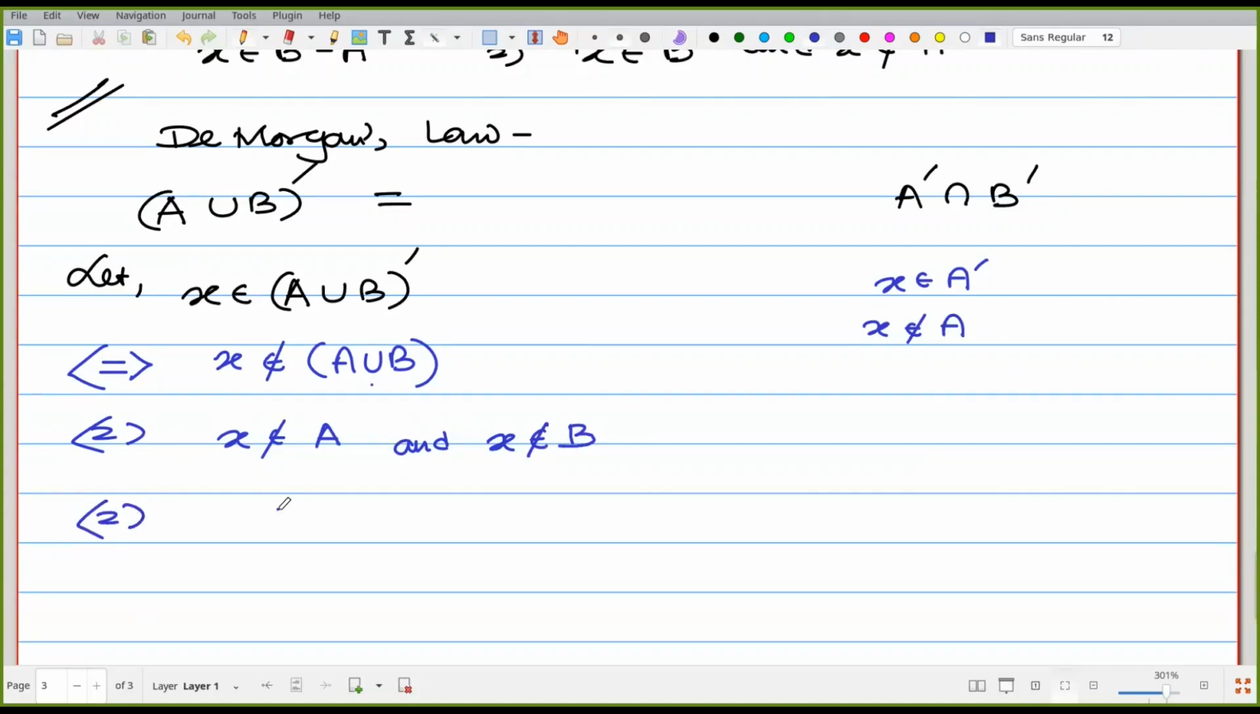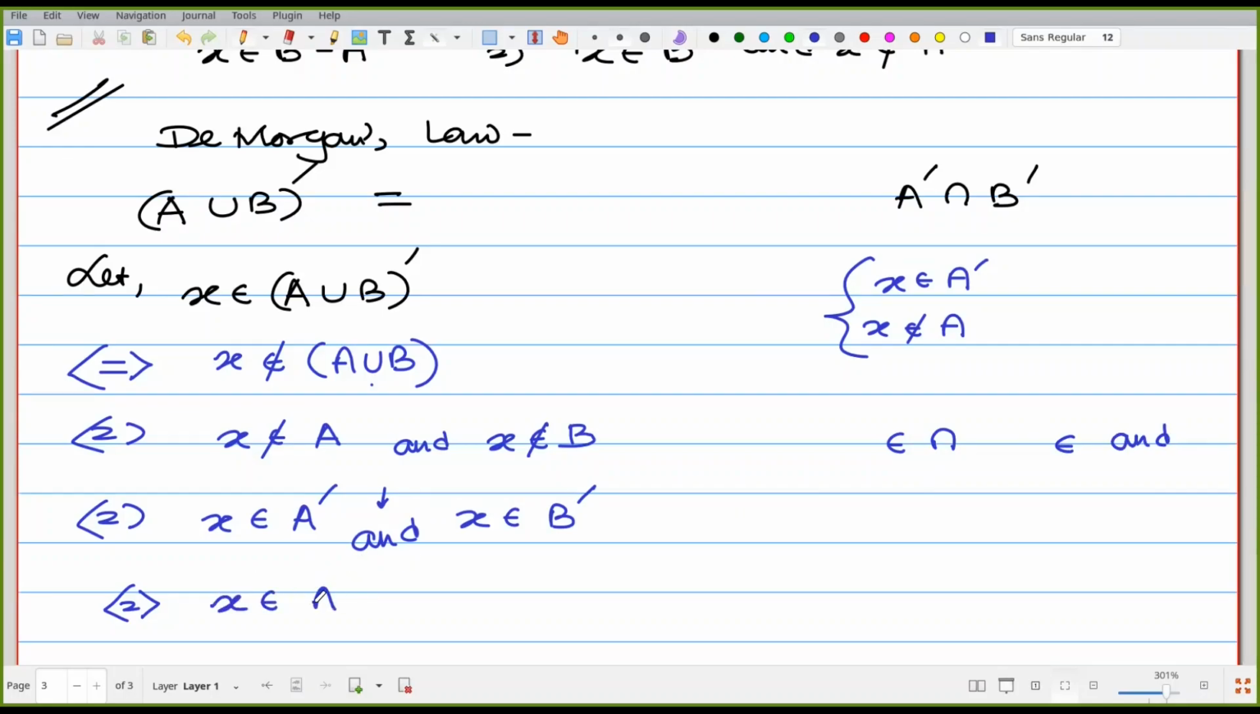Okay. Next, x does not belong to A. That means x belongs to A complement and x belongs to B complement. The same thing: now x belongs to A dash and x belongs to B dash. In between, the AND is there. Now when that is belongs to and intersection, we can say belongs to AND. So here x belongs to A complement intersection B complement.